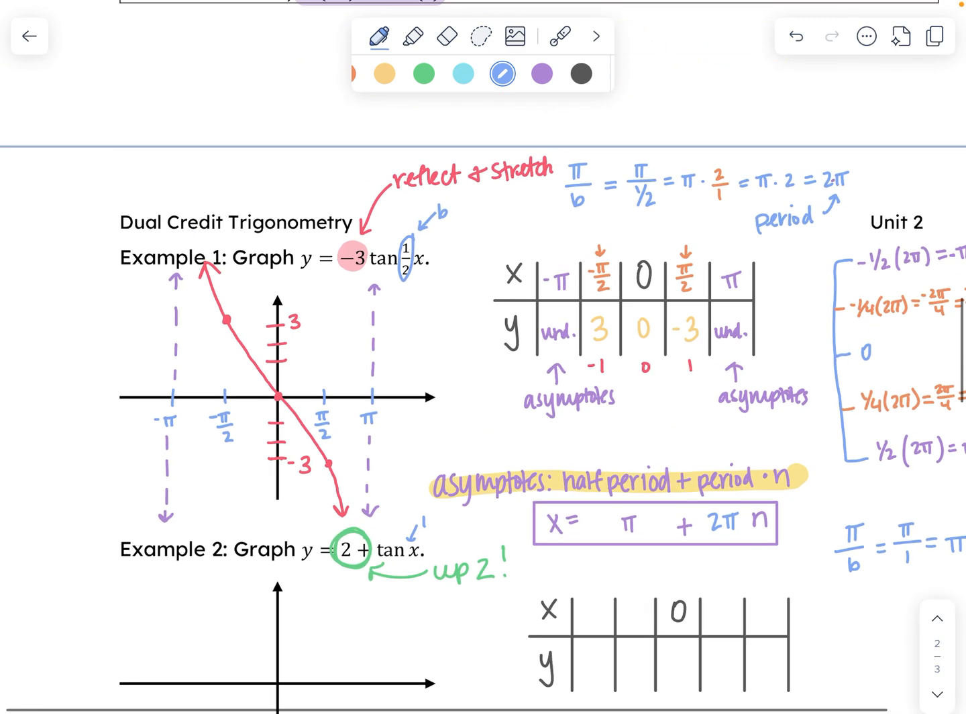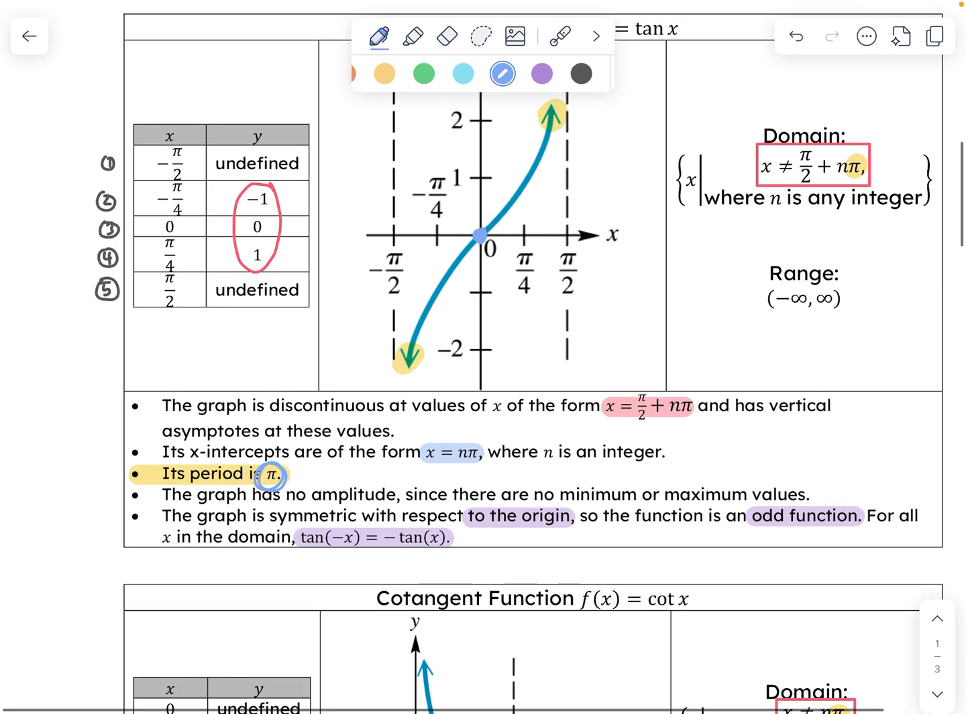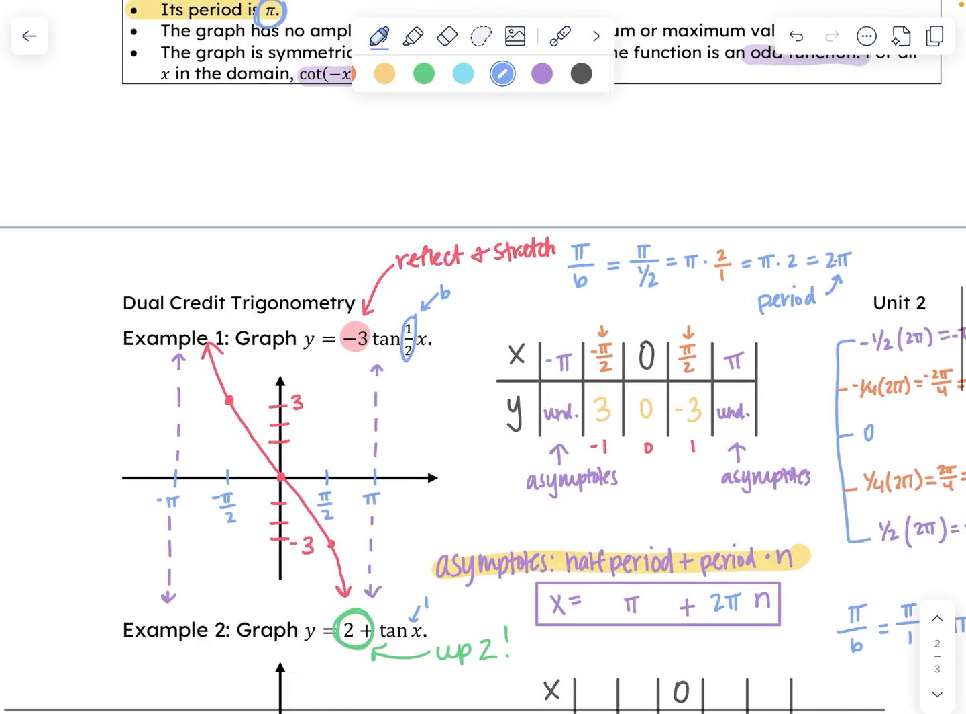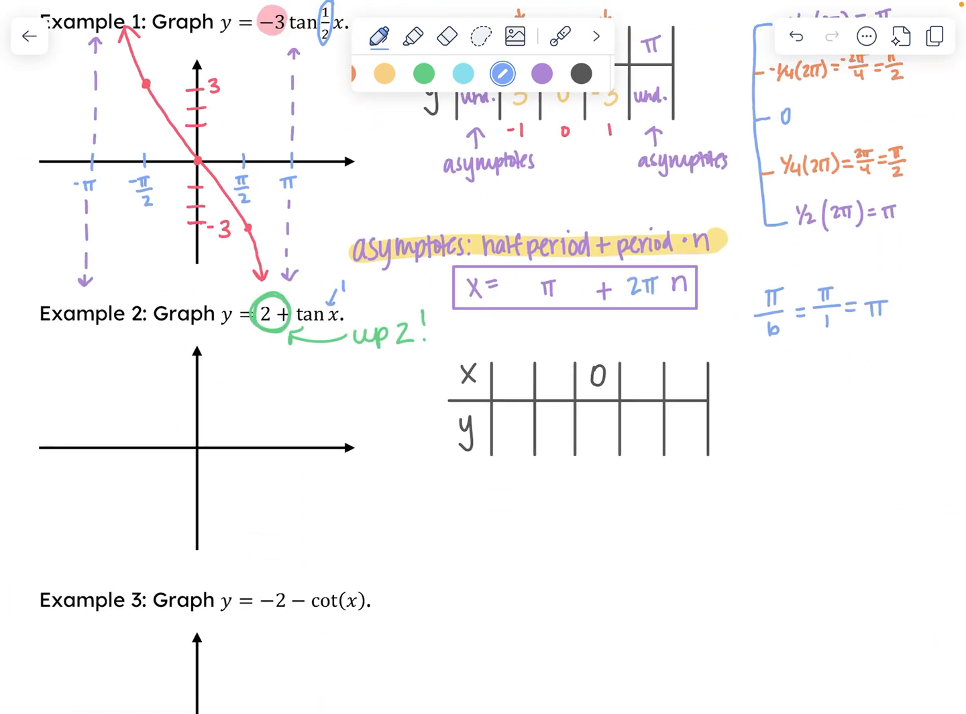Which means I can just use the same values that I have here in my table: negative pi over 2, negative pi over 4, 0, pi over 4, and pi over 2. My period didn't change, so I'm going to use those same values. Negative pi over 2, excuse me, negative pi over 4, pi over 4, and pi over 2.